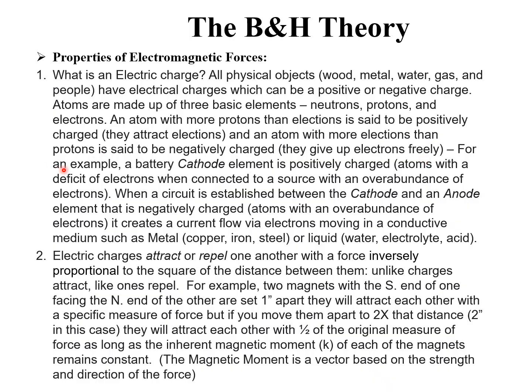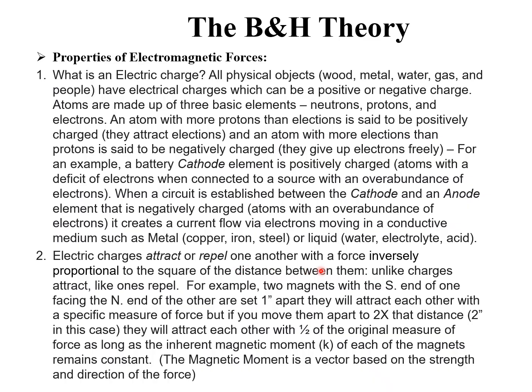For an example, a battery cathode element is positively charged. Atoms with a deficit of electrons, when connected to a source with an overabundance of electrons, all right. So when a circuit is established between the cathode and an anode element that is negatively charged, atoms with an overabundance of electrons, it creates a current flow via electrons moving in a conductive medium such as metal, that'd be copper, iron, steel, or liquid, including water, electrolyte, and acids.